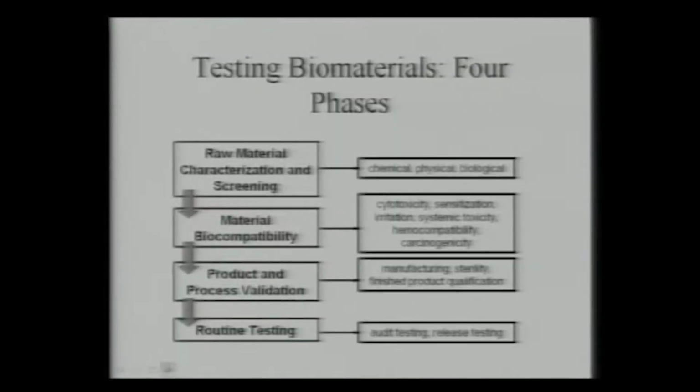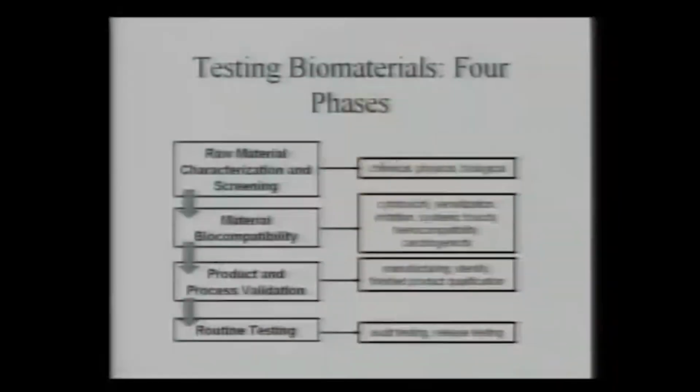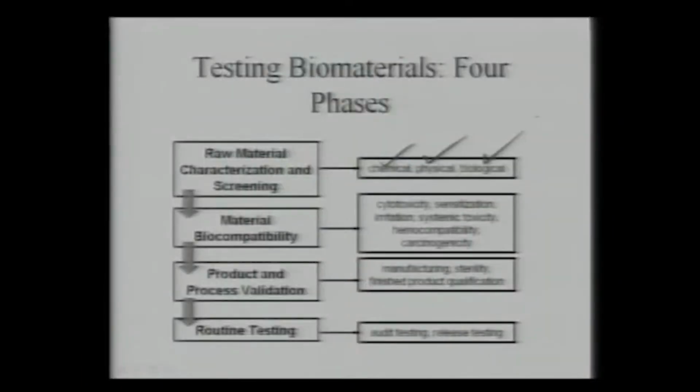First one is raw material characterization and screening. Raw material characterization means what are the elements that you are using, or what are the starting powders that you are using as raw materials, and their chemical, physical and biological properties. Chemical properties means what elements they contain, like calcium, phosphorus, silicon, etc. Physical properties means what is the size, what are the properties. Biological properties means whether any of the starting material itself is biologically compatible or not.